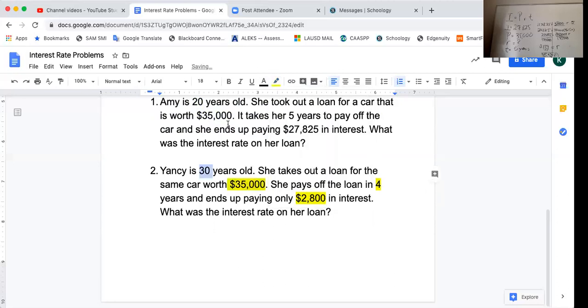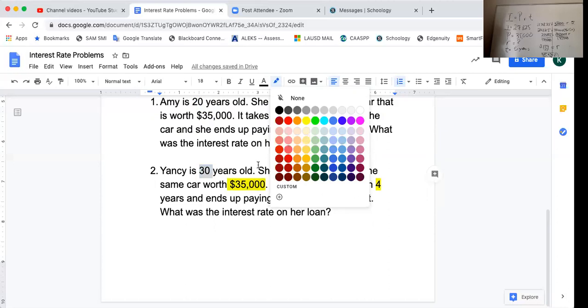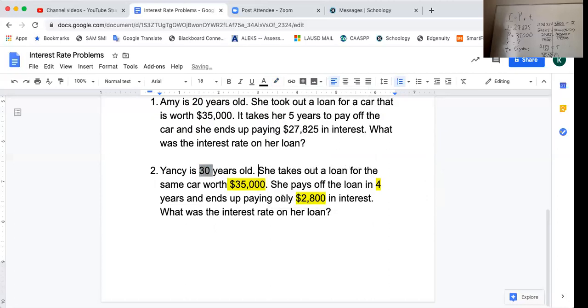All right, again, we have a number here, but that number doesn't really matter. I'm going to put it in gray. The 3 numbers in yellow are the ones that we actually care about. Okay, so $35,000, that's how much the car is. That's what we're starting with. So that's going to be our P. That is the principal. 4 is the amount of time. So T equals 4 is our amount of time in years. It's telling us that she's paying $2,800 in interest, and they're asking us again for the rate.